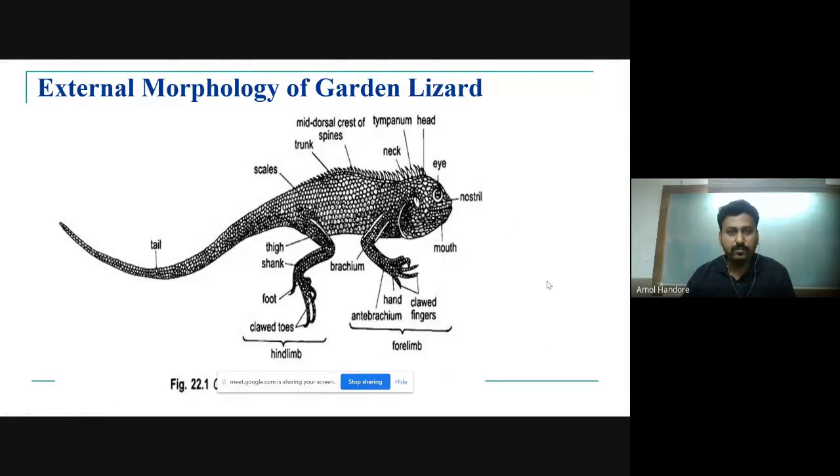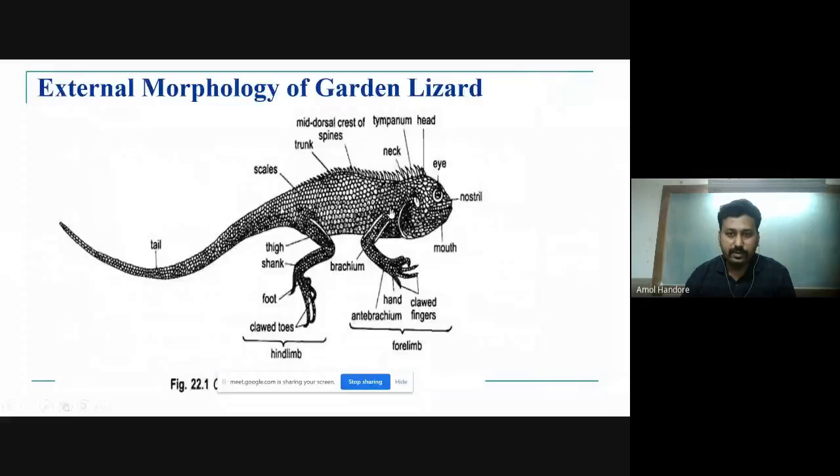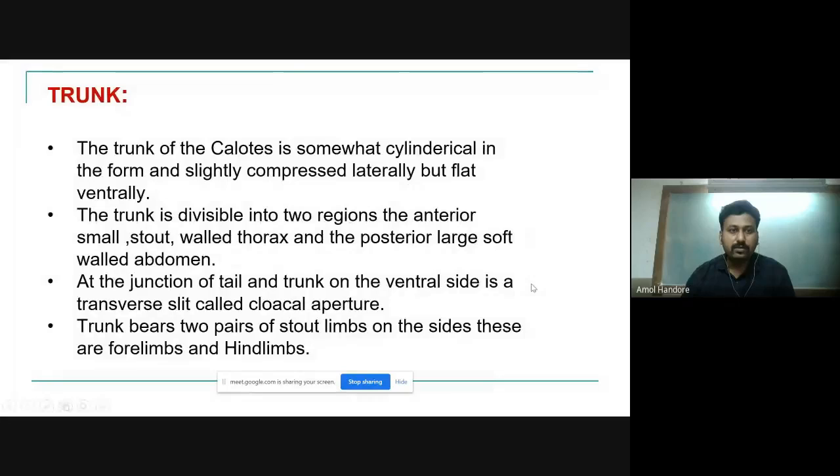trunk. Now we come to the second part of the body, this portion which we are calling the trunk. The trunk of Calotes is cylindrical in form and slightly compressed laterally. So from both sides it is a compressed body. It is dorsolaterally compressed, as well as flat from the ventral side.